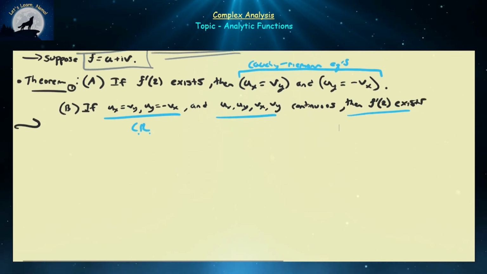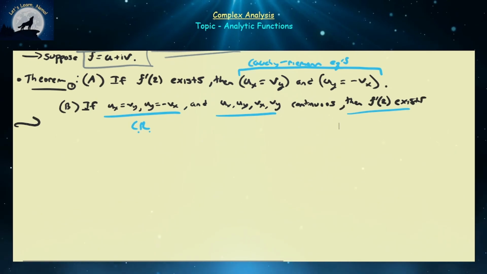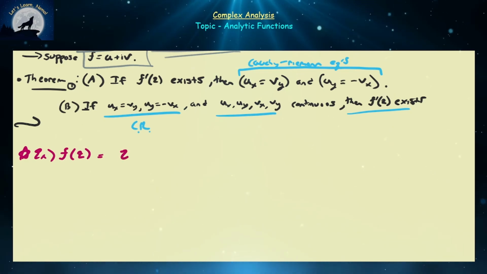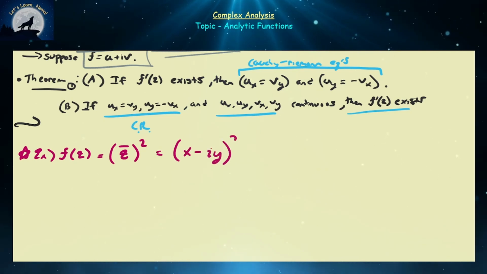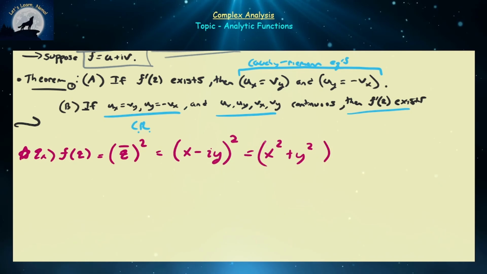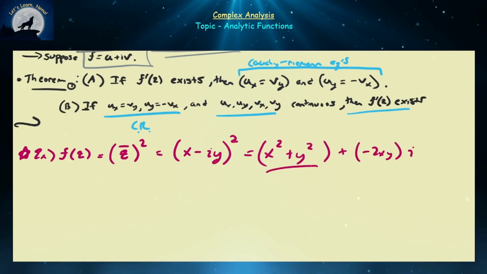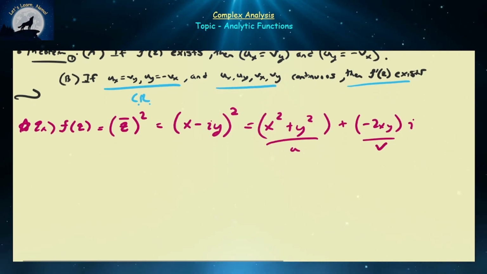Let's look at a computational example to see if you understand these particular ideas. So let's assume that f of z is equal to the conjugate of z squared. So what is the conjugate of z? Well, that's going to be x minus iy, the quantity squared, which will come out to x squared plus y squared, and then minus 2xy i. So there's our u, and there's our v, and we should be able to analyze the Cauchy-Riemann equations once we have our real-imaginary decomposition for it.